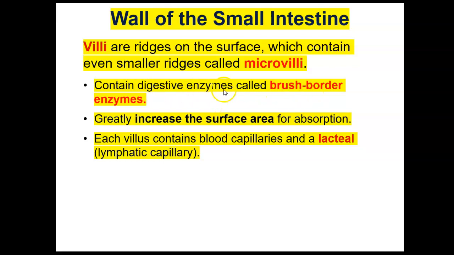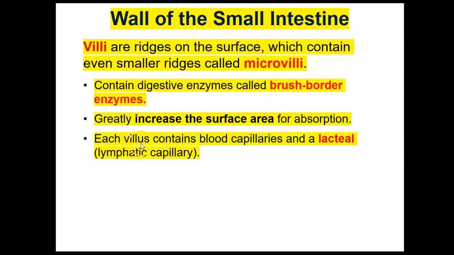The digestive enzymes that are located on the inside surface of the small intestine that were released there by the pancreas are called brush border enzymes, because if you look at a microscopic image, the microvilli kind of look like the bristles of a brush. So they're called brush border enzymes.